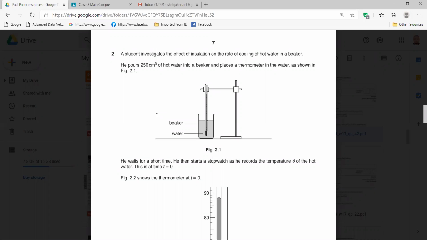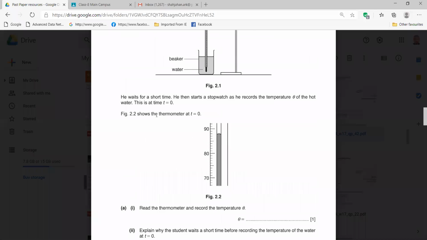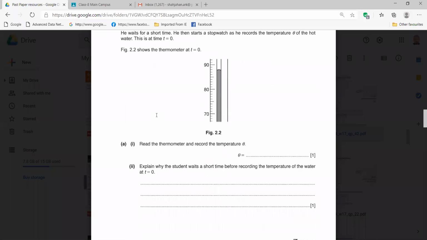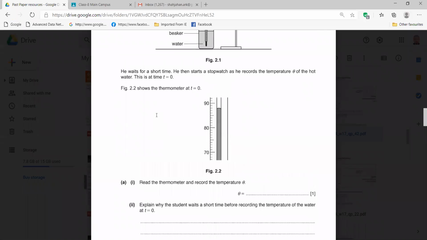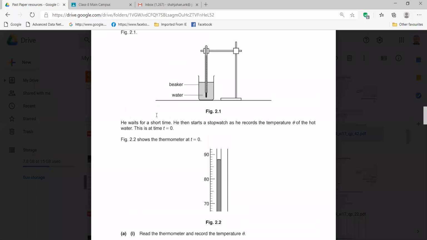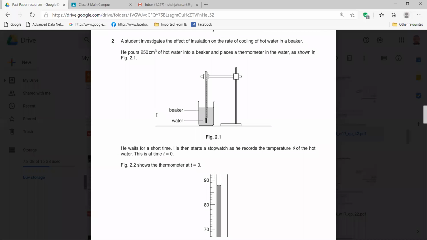How we are getting 0 degrees Celsius. Do you have any idea how to calibrate one thermometer? Calibrate means if the thermometer is not marked, you are not having any marking in the thermometer, and you are given an assignment to do the marking, making the scale on the thermometer. That is called calibrating.